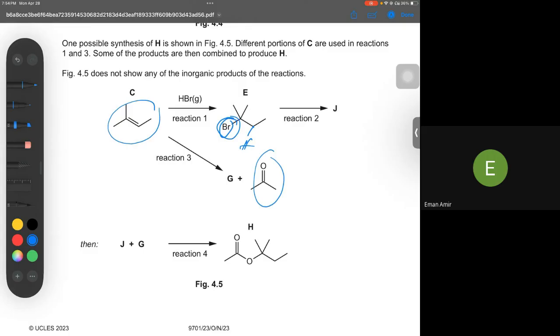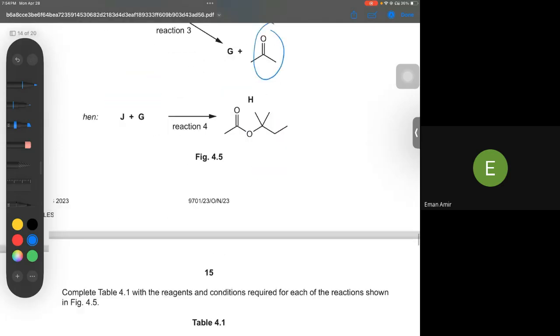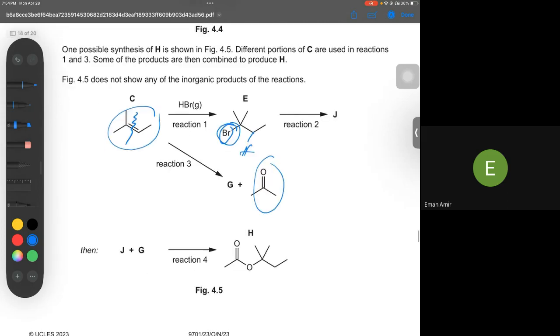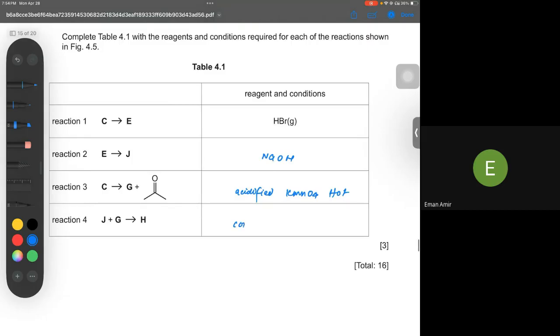So C is double bonded. So, we have to oxidize this double bond like hot KMnO4. It's going to give you ketone and then carboxylic acid. Of course, it would be acidified KMnO4, hot. J plus G gives H. Of course, this is going to be formed like esterification. So concentrated H2SO4, okay, which is used as a catalyst.